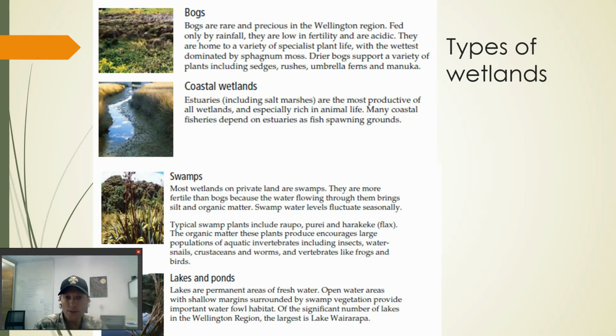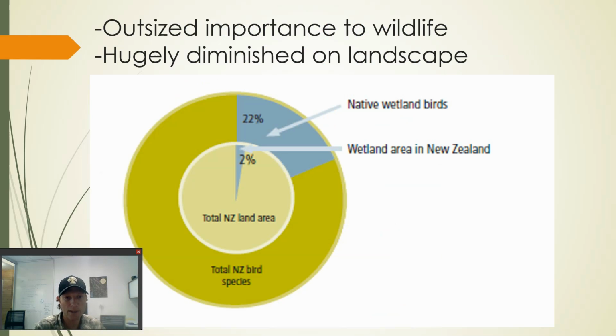Okay, lakes and ponds. These are water bodies, but very frequently they have fringes of wetland or submerged vegetation around the perimeter. So lakes and ponds can also offer important wetland characteristics.